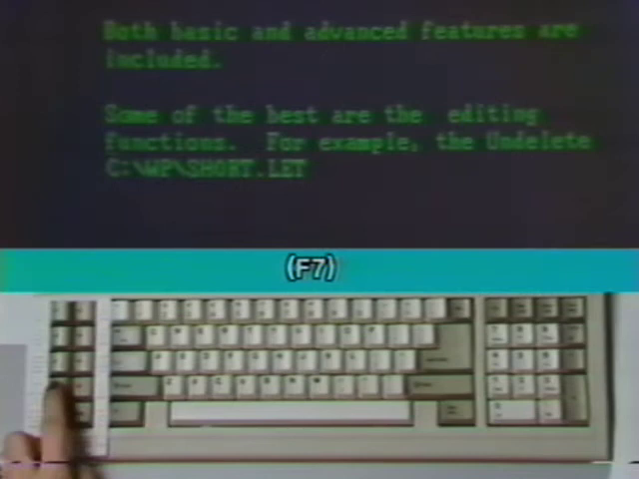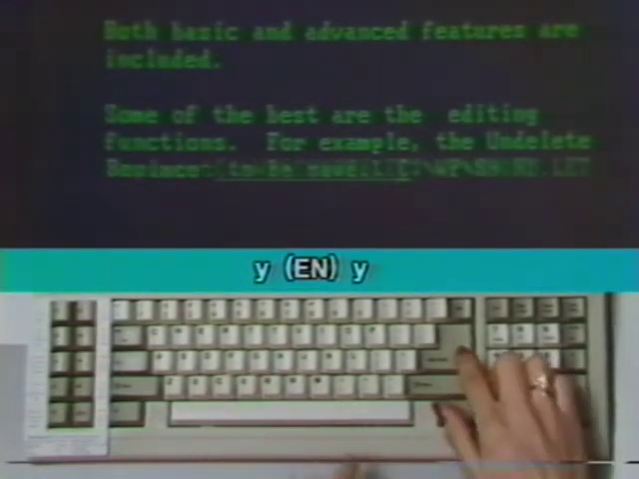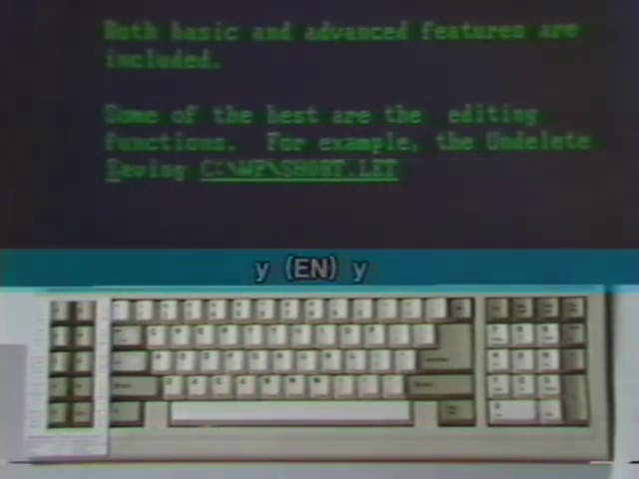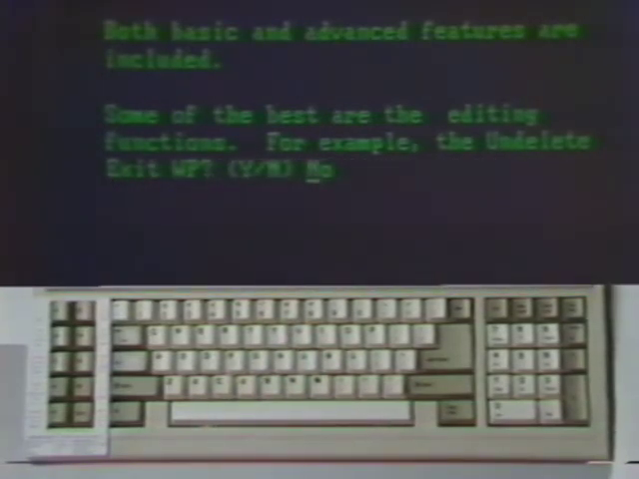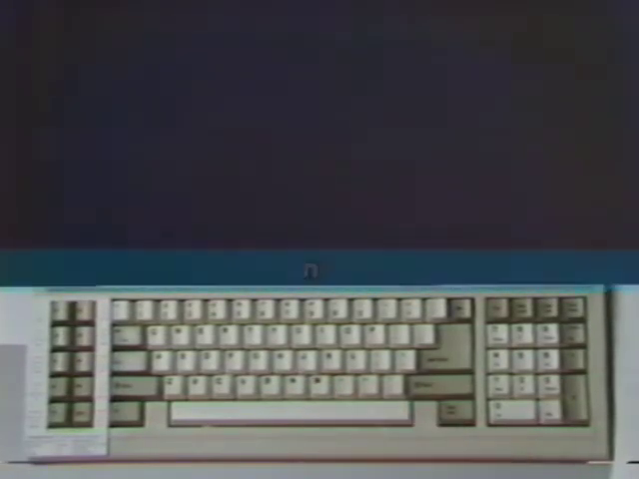When you're done working on a document, a similar procedure is used to save it and clear the screen. Press the F7 key to exit the document. A file save prompt appears. Type Y, Enter, and Y if you've made changes since the last save. Another prompt appears to exit WordPerfect. Press N to stay in WordPerfect and clear the screen. You're ready to start a new document.